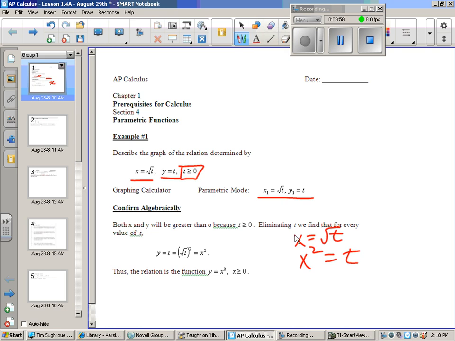The problem is it's only the right-hand side of that. The reason it's only the right-hand side is because if t is only greater than or equal to 0, then we're only looking when x is greater than or equal to 0. So yes, it is the function y equals x squared, but we also have to limit the domain.